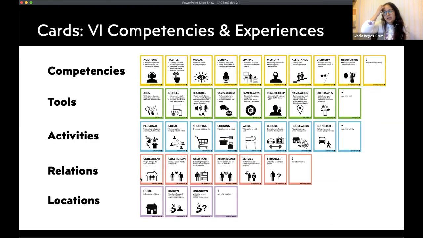The first material was this, and I'm not going to go into much detail on this. I just want to show you that the deck of cards I designed has mainly 5 categories of cards, and the first one is competencies cards. I guess it fits a bit the next session on acting, because it focuses on what people can do, not only on an individual level, but also on a social level. The rest of the cards add more layers of context, like the tools they use, the activities they perform, the relations and the locations. So this was the first material.